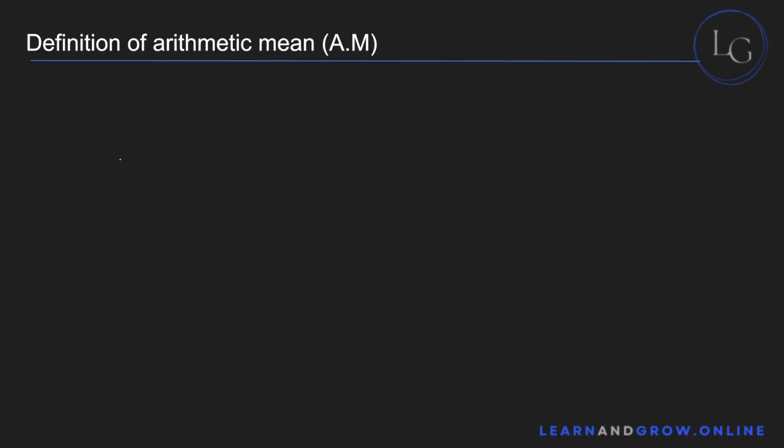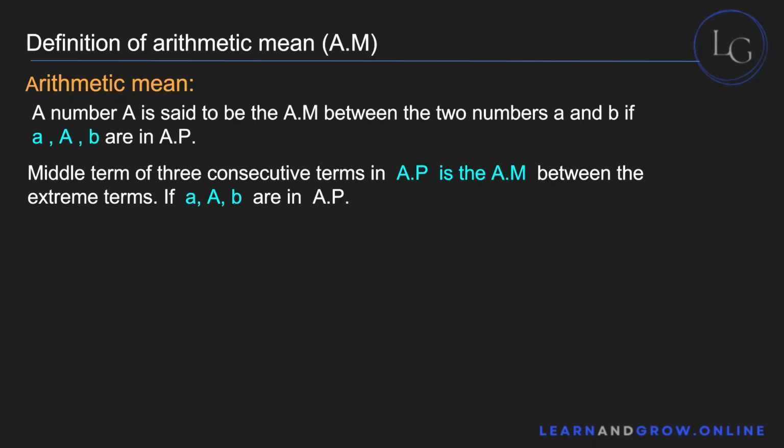So we'll now have an introduction to the arithmetic mean. Let's first discuss what the definition of an arithmetic mean is. A number A is said to be the arithmetic mean. We'll refer to arithmetic mean as AM. So A is said to be the arithmetic mean between the two numbers a and b if A is the term between a and b.